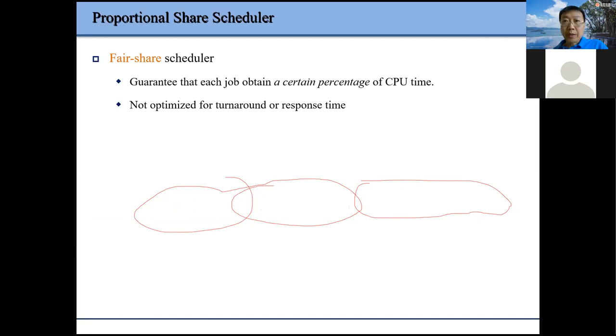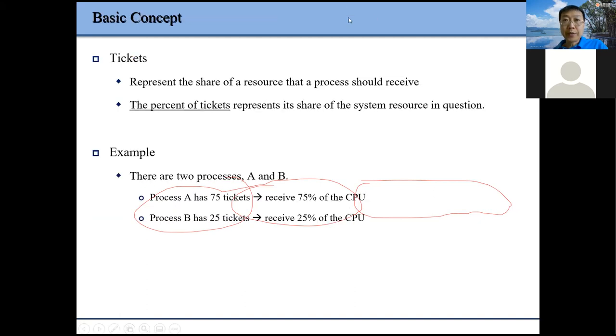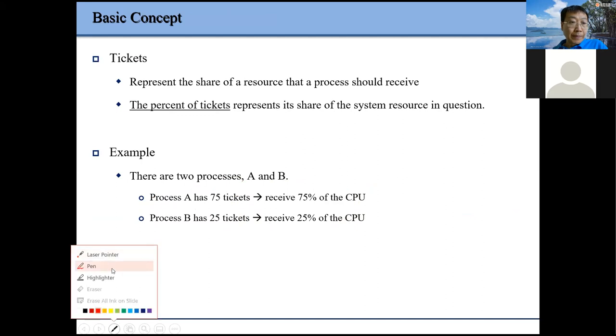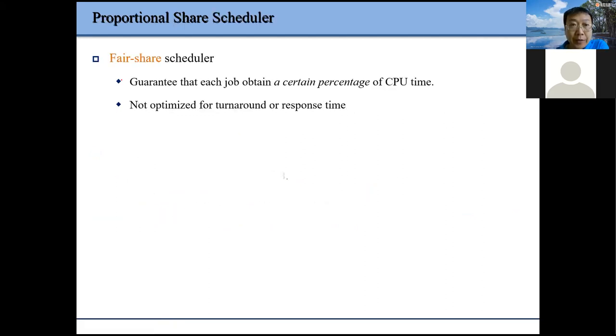The basic idea here is we want to get fairness. We want to guarantee each job obtains a certain percentage of CPU time.